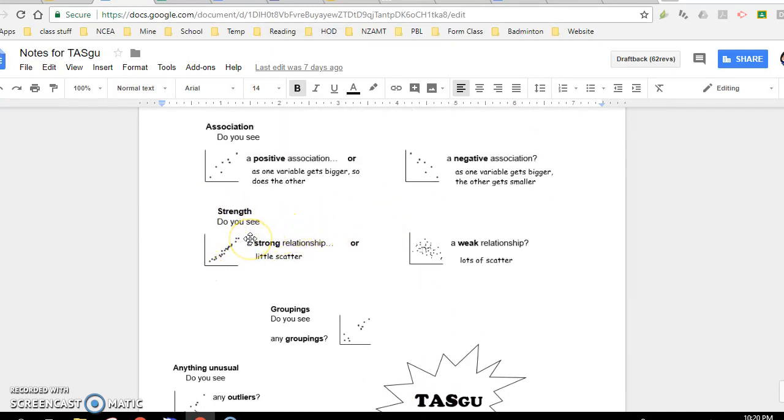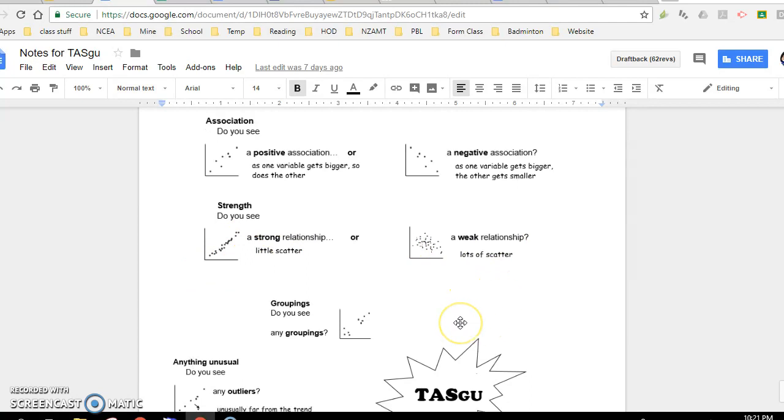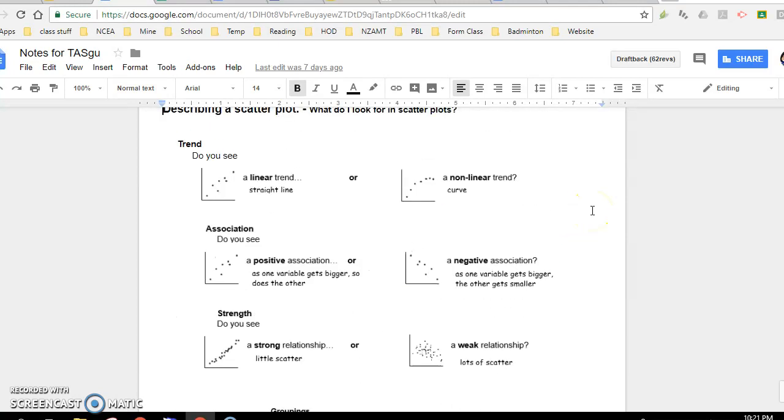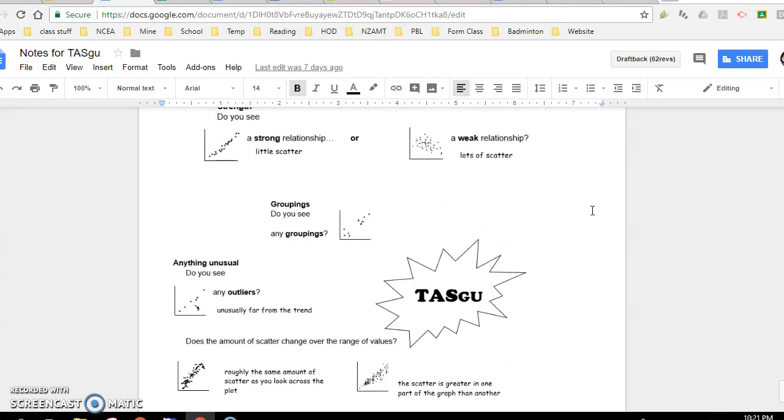S is for strength. Is it a strong relationship? It's quite close to a trend line. Or is it a weak relationship? Is there lots of scatter, scattered all over the place? Those three are really easy to put in, and essential to put in for your 3.9 assessment.